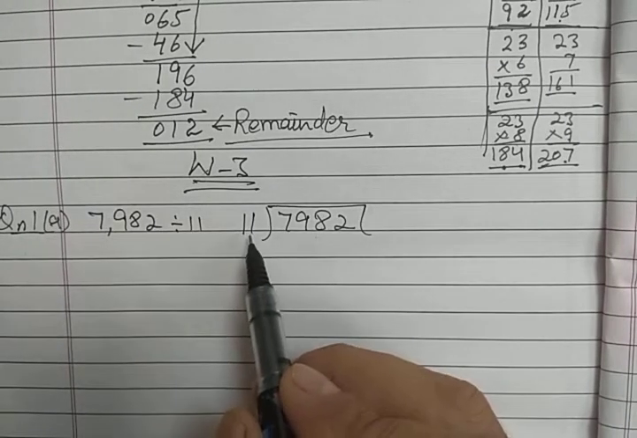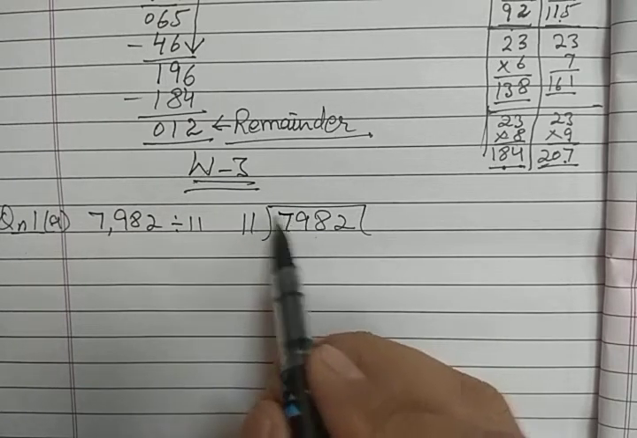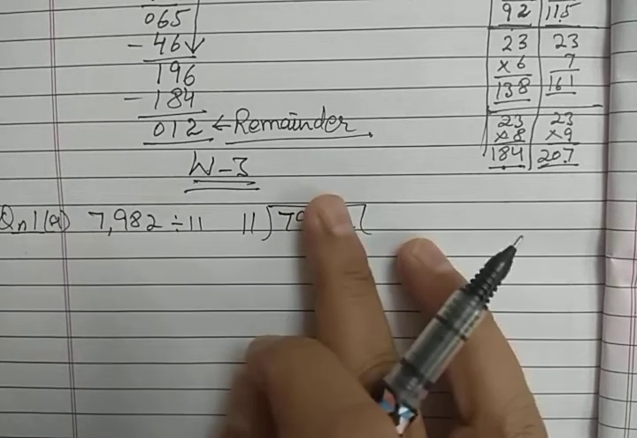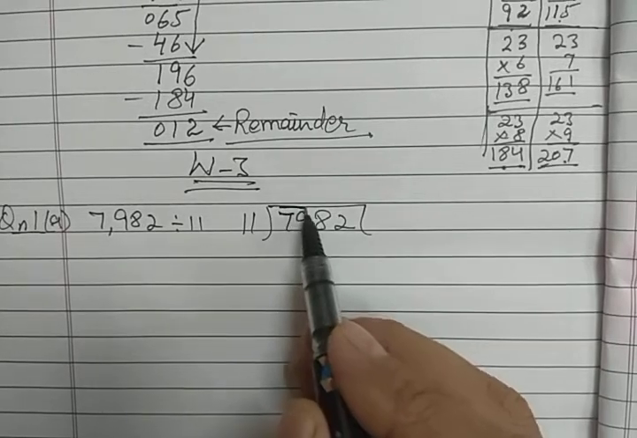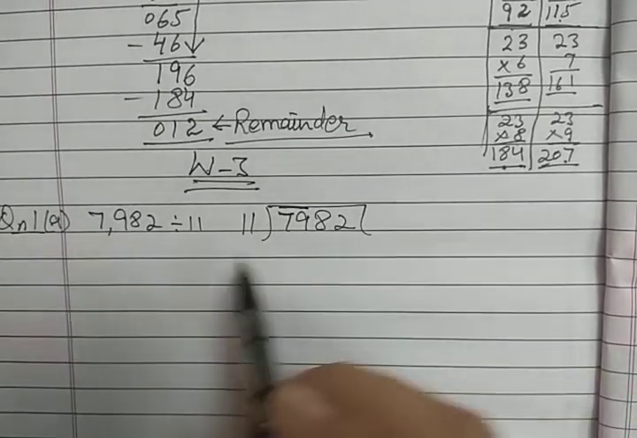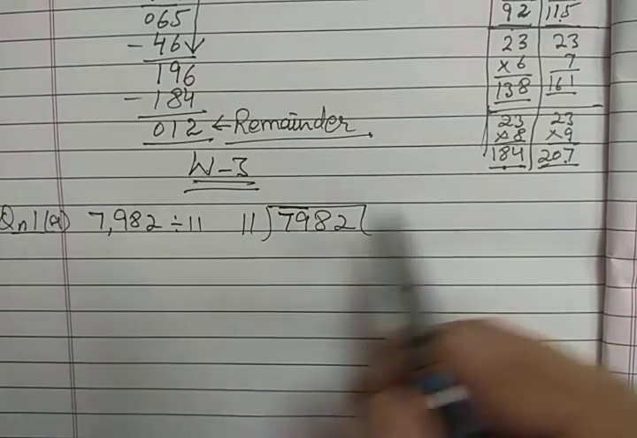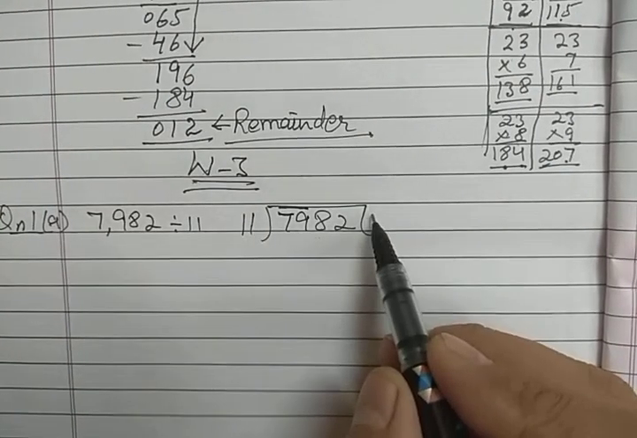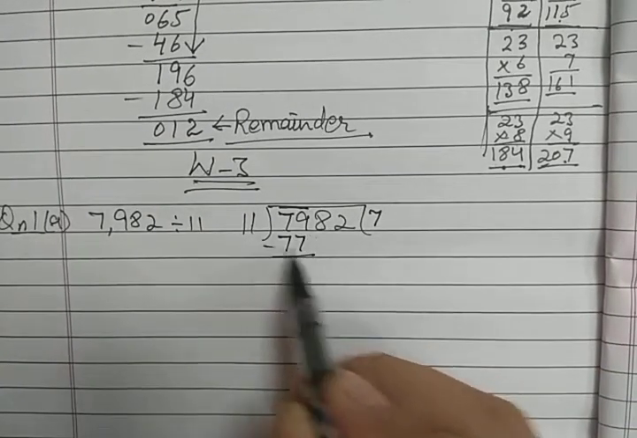Now I have already told you that a single digit is always less than the 2-digit number. So I have to take at least 2 digits. So 7 is smaller, so I have to take 2 digits, 79. So I have to recite the table of 11 till 79. So you all know the table of 11. 11 sevens are 77 and 11 eights are 88. So 11 sevens are 77 because 11 eights, 88, is greater.